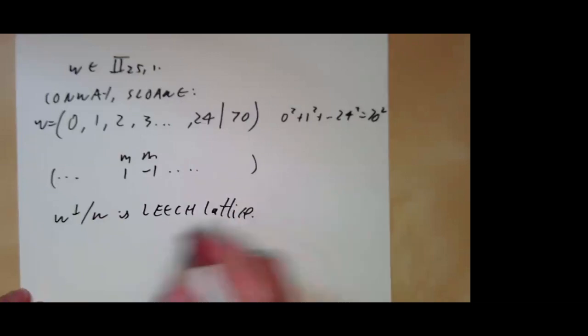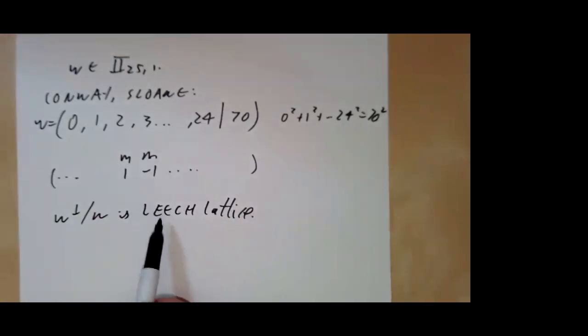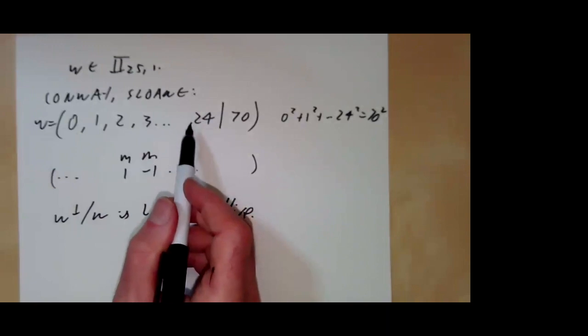So this is a very simple construction of the Leech lattice. There's a slight catch. It's actually rather difficult to prove that the orthogonal complement of this vector doesn't have any vectors of norm 2, but anyway.